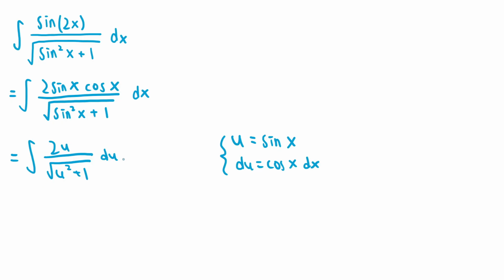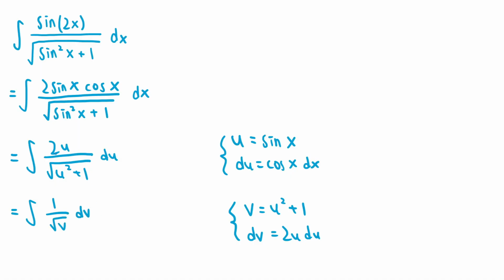What we need to do now is do another substitution. We can see that the u squared plus 1 in the denominator has a derivative of 2u, which is exactly what we have in the numerator. So we can let v equal u squared plus 1, which means dv equals 2u du, and if we substitute this back into the integral, this becomes the integral of 1 over the square root of v dv, since we replace the 2u du with dv, and the 1 over square root of u squared plus 1 just becomes 1 over the square root of v.